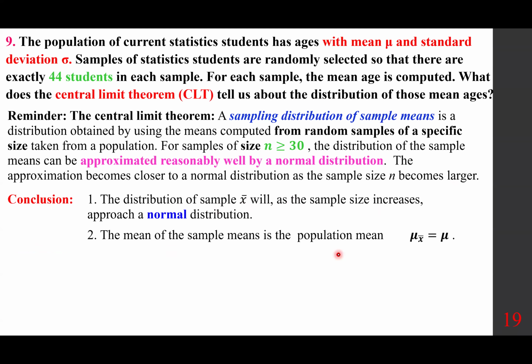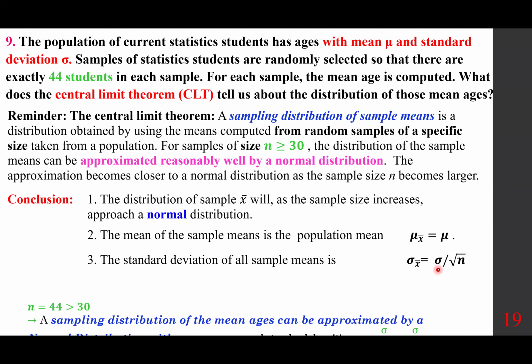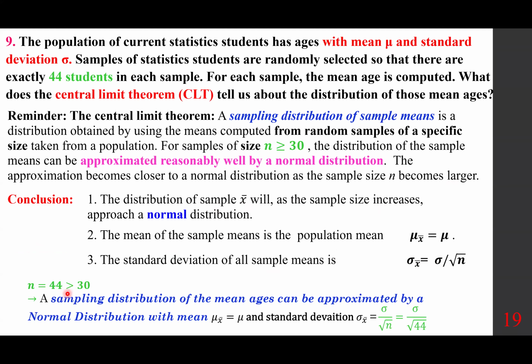The mean of the sample mean is the population mean: mu of x bar equals mu. The standard deviation sigma of x bar is sigma over square root of n. Therefore, for n being 44, which is larger than 30, the sampling distribution of the mean ages can be approximated by a normal distribution with mean mu of x bar equals mu and standard deviation sigma of x bar equals sigma over square root of 44.